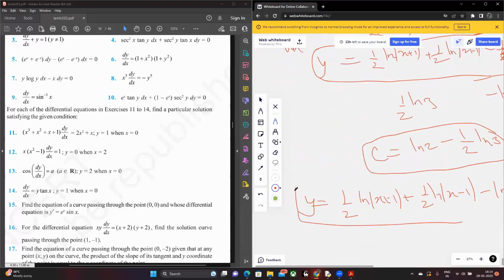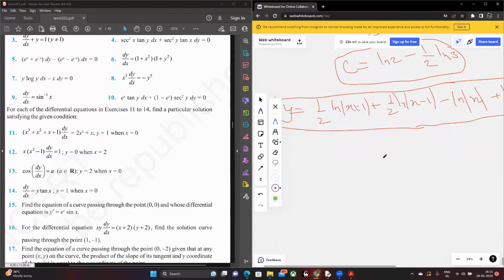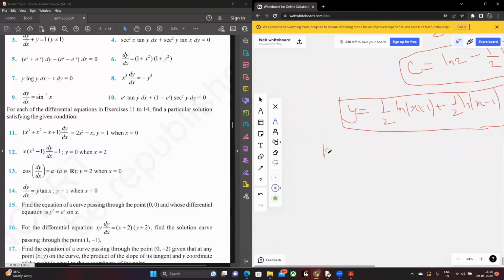Right? Very big, but just don't make a mistake while writing out the whole thing, because sometimes what happens is you copy things wrong. And if you copy things wrong, your answer is wrong. That's true. Right? And then going to 13.